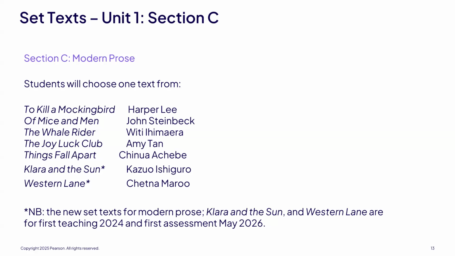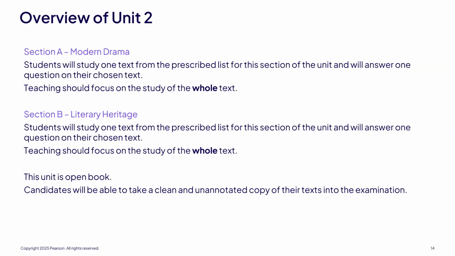Okay, so moving on to a bit of an overview now of Unit 2. Unit 2 assesses modern drama. So students study one text from the prescribed list and they answer one question on their chosen text. They are given a choice there as well. Again, teaching is on whole text and they can take the book in. And the second section, the second question that they will answer in that exam, is on literary heritage. So they study one text from the prescribed list again.